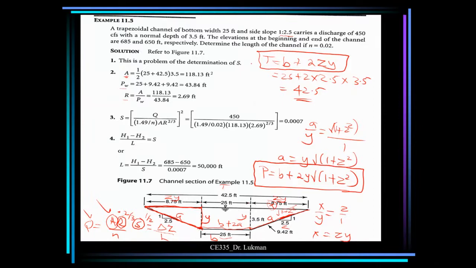Like I said, the top width for a trapezoidal channel is B plus 2ZY, and the wetted perimeter is B plus 2Y times the square root of 1 plus Z squared. But this is when the side slope is given as 1 to something, because the side slope of the channel is usually 1 to something, which is Z. In case it's not given as 1 to something, let's say it's given as 2 to 3, you can make this 1 by dividing throughout by 2, so it becomes 1 to 1.5. So you want to take the ratio first before applying this formula, because this formula assumes the side slope is given as 1 to Z. This is very important.